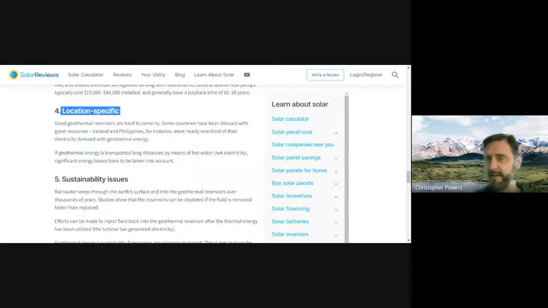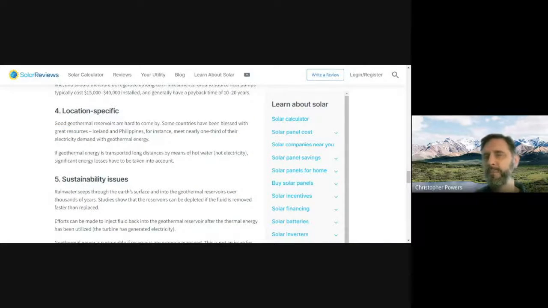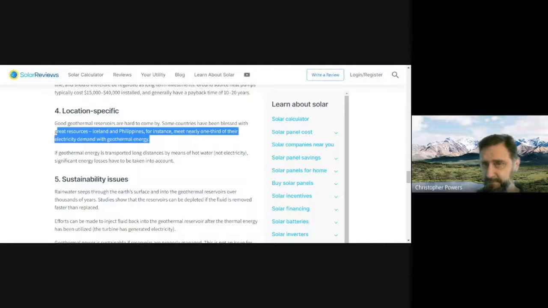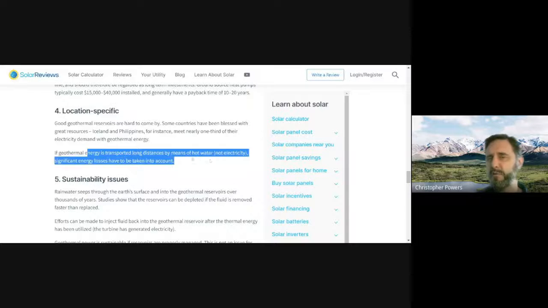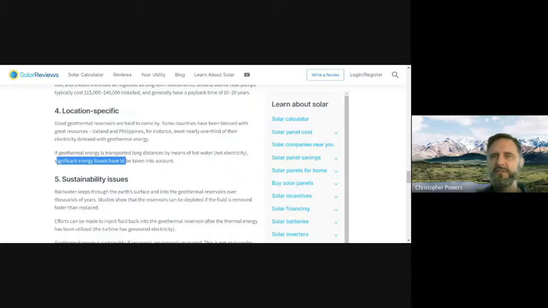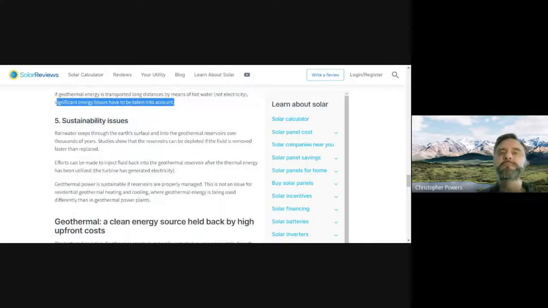Location specific. All right, so reservoirs are hard to come by. Some countries are blessed with a great resource. Iceland and Philippines, for instance, they meet a third of their electricity demand. Geothermal energy is transported, if it was, by means of hot water, not electricity. Significant energy losses had to be taken into account. Basically, water does cool over time. Think about that one. Sustainability issues.